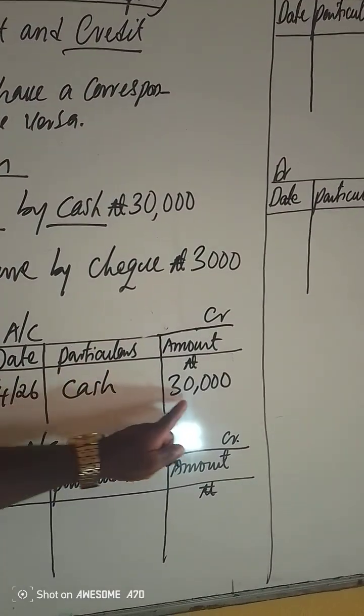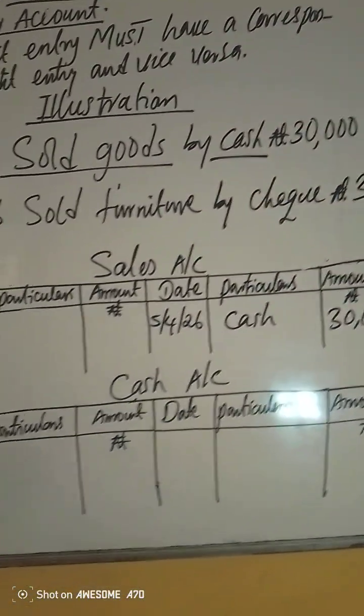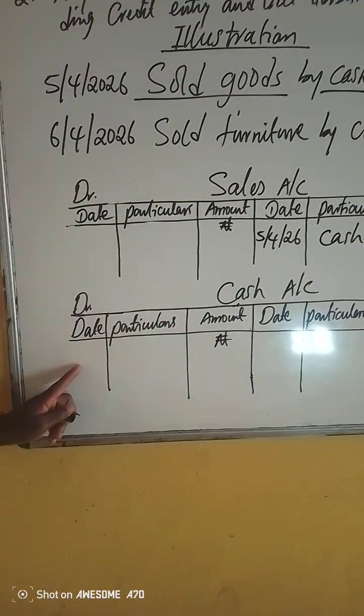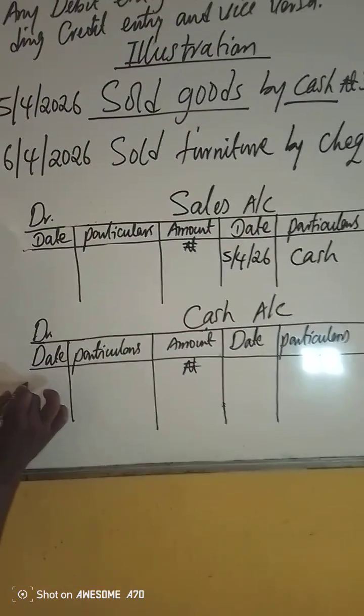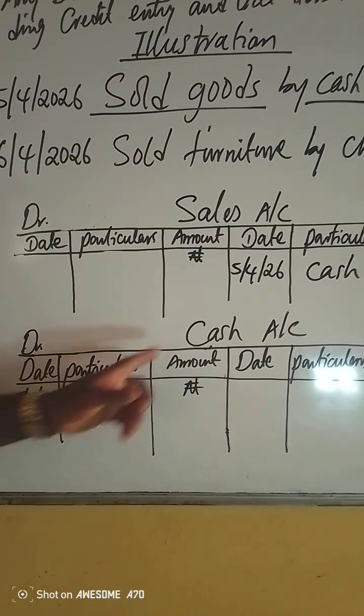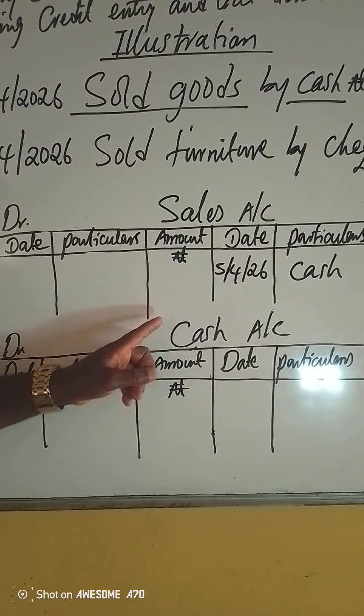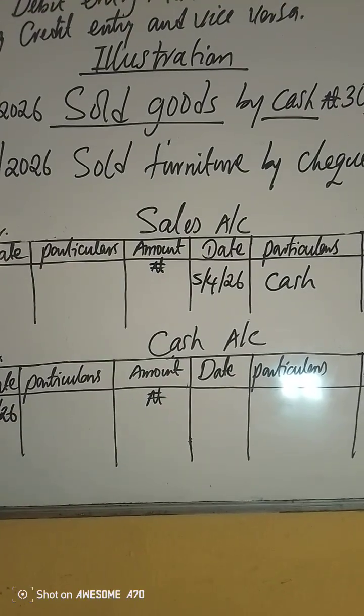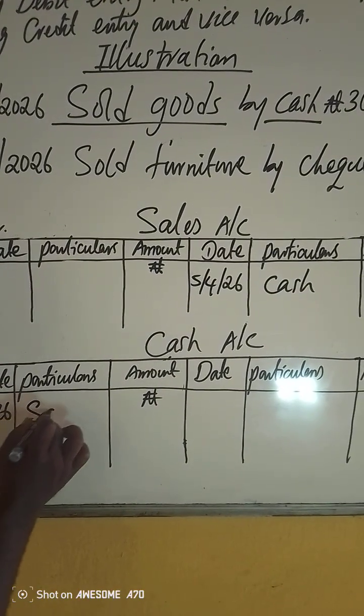As the giver account gives, the receiver account will receive. And the receiver account here is cash. On the faithful day, which is the 5th of 4/26, the receiver account, which is cash, is receiving from the giver account. And the giver account here is sales.